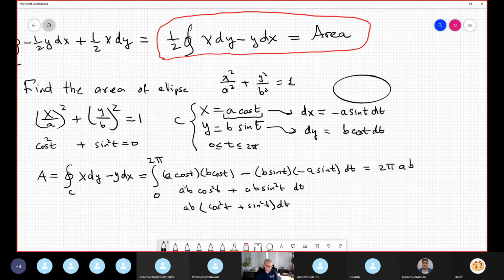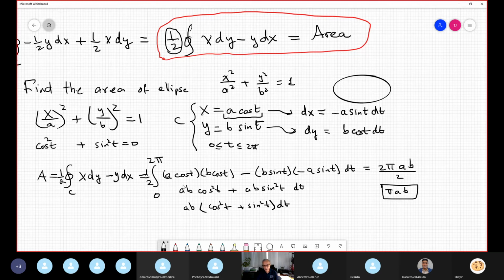2 pi, no. Wait, let me see. I forgot something important. I forgot in the equation: the equation has a 1/2 here. I forgot to copy the 1/2. I underestimated this element. So 1/2 times 2 pi ab is pi ab. I remember that it is pi ab, and this obeys perfectly the formula for the ellipse.